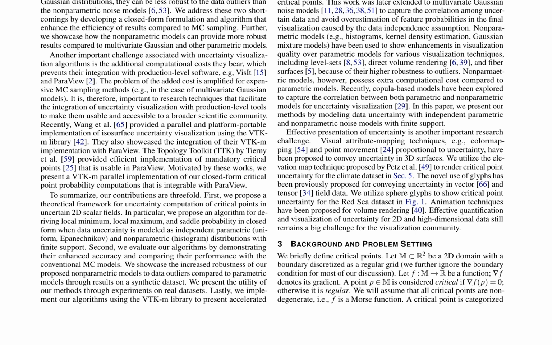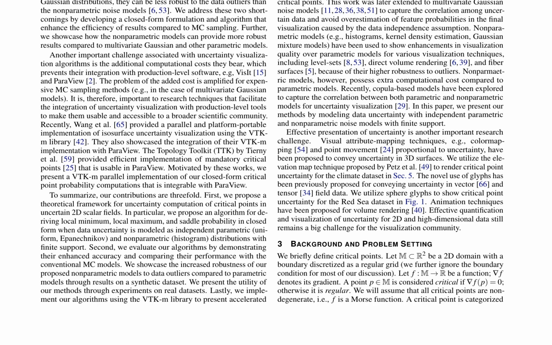The contributions of this paper are threefold. First, it proposes a theoretical framework for uncertainty computation of critical points in uncertain 2D scalar fields. Second, it evaluates the algorithms by demonstrating their enhanced accuracy and comparing their performance with conventional Monte Carlo models. Finally, it implements the algorithms using the VTK-m library to present accelerated computation of critical point uncertainty and demonstrate their usability in ParaView for broader community access.